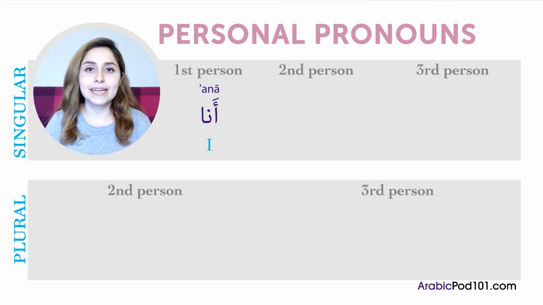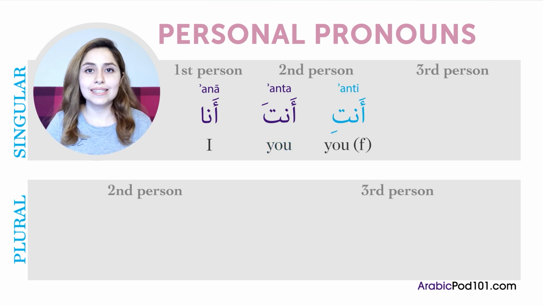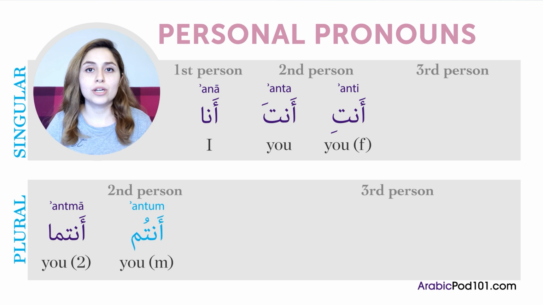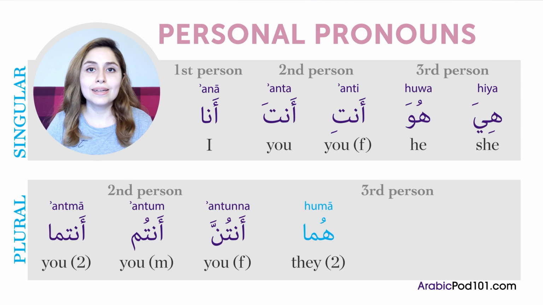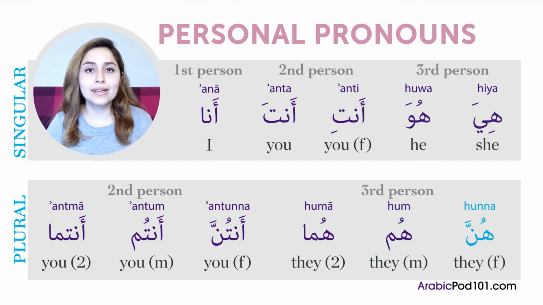أنا, I. أنت, you. أنتِ, you for feminine. أنتما, you for dual feminine and masculine. أنتم, you for plural masculine. أنتن, you for plural feminine. هو, he. هي, she. هما, they for dual feminine and masculine. هم, they for plural masculine. هن, they for plural feminine.